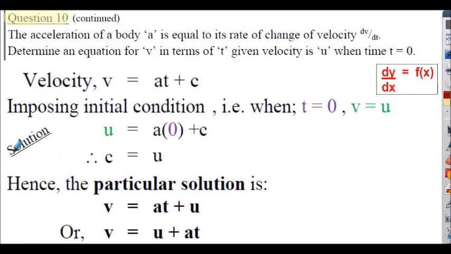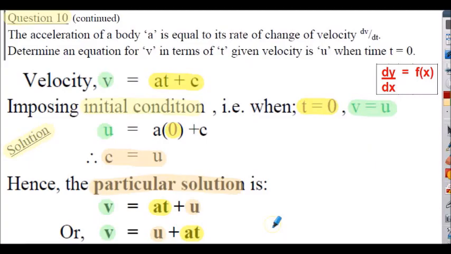Question 10, solution continued. I've just repeated this line from the previous slide for convenience. Now imposing the initial condition given in the question, when t is equal to 0, v is equal to u. So we have u on the left hand side of the equation, and 0 placed for t on the right hand side, so we can clearly see that c is equal to u. Our particular solution is v is equal to at plus u, though conventionally in most textbooks that's written as v is equal to u plus at. So that's a full worked solution for question 10.